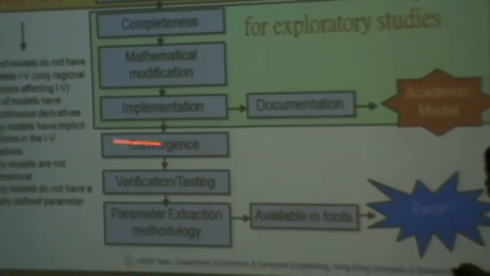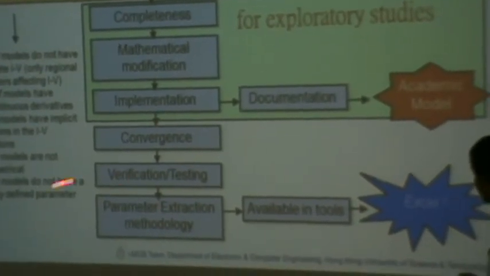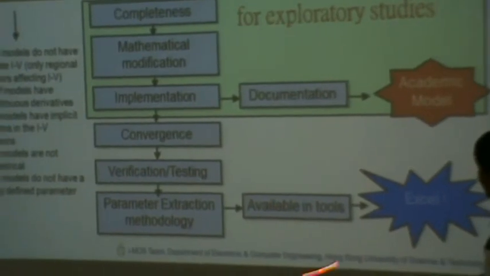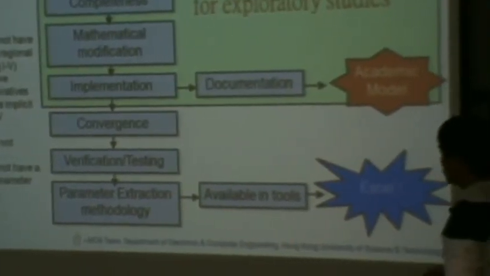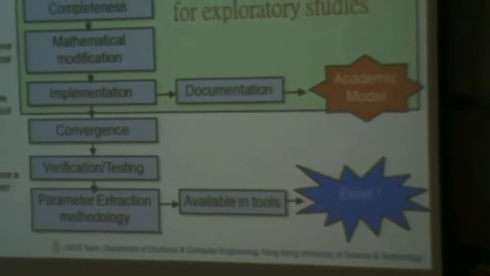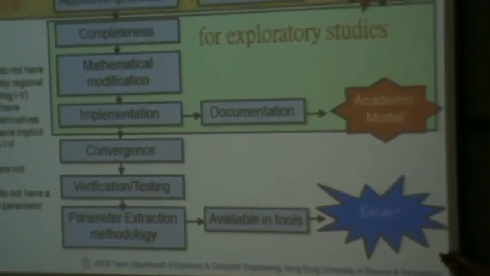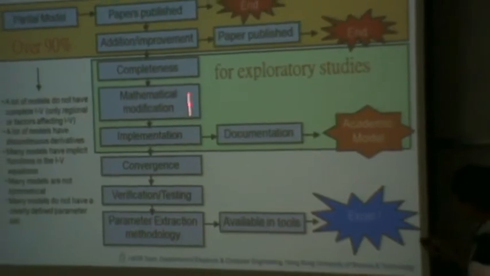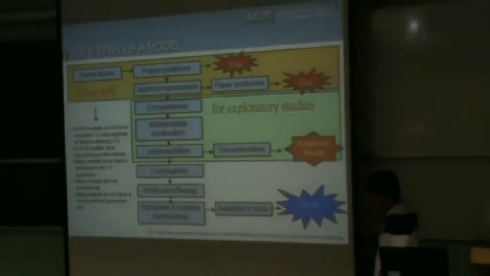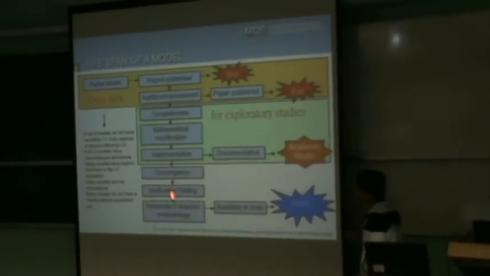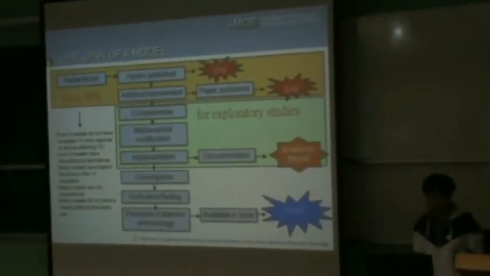And then for some models, you work on convergence. You have to solve the convergence issues and make it go faster. You have to do verification testing, and develop a very good parameter extraction methodology. Then this will be available in tools, and this model can excel. If you look at that, over 90% of the models get killed here, and only very few models come to this level. So, in recognizing the importance of compact models in this regard, we try to reduce the cost to go from here to here. As a result, we developed the IMOS project.